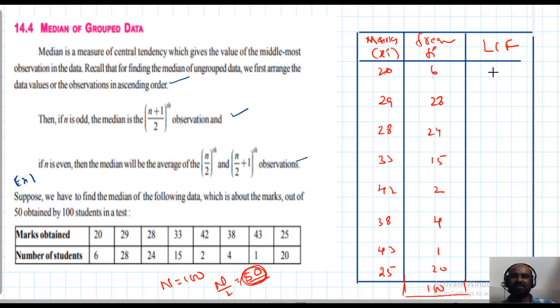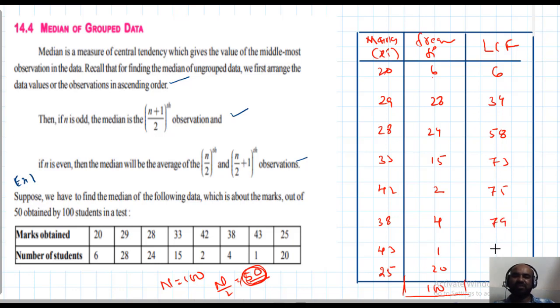So logically I want to count, 6, here 34. 34 plus 24, 58. 58 plus this is 65. 65, 73. 73 plus 2, 75.